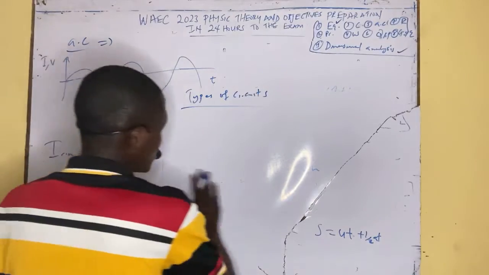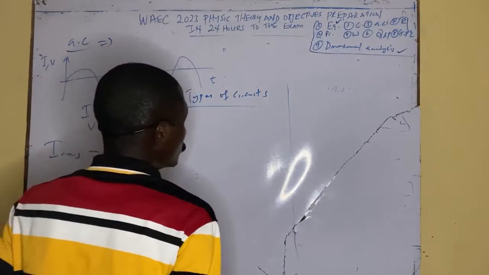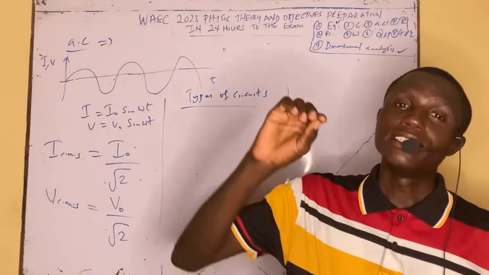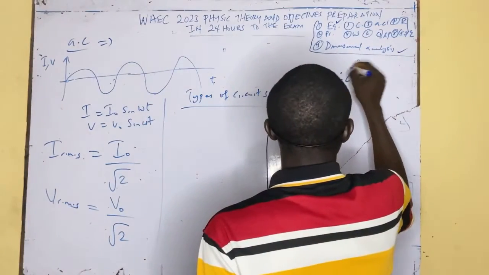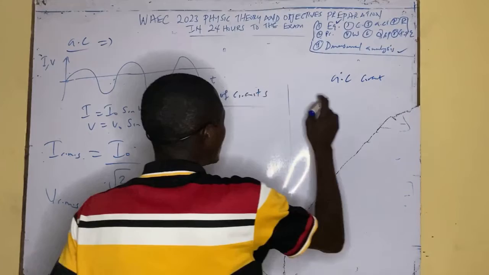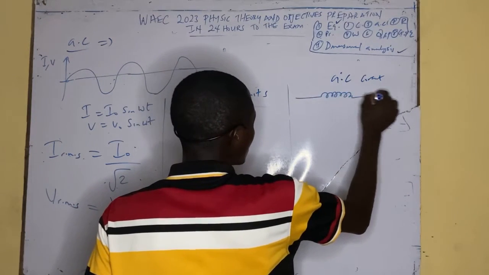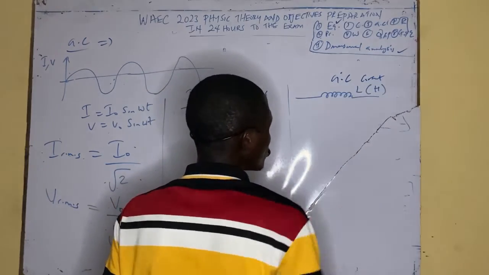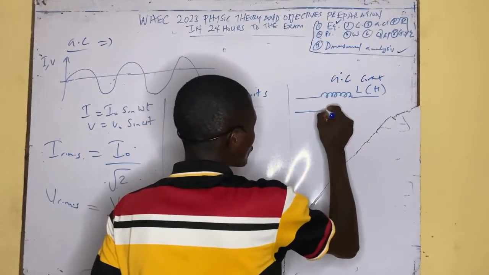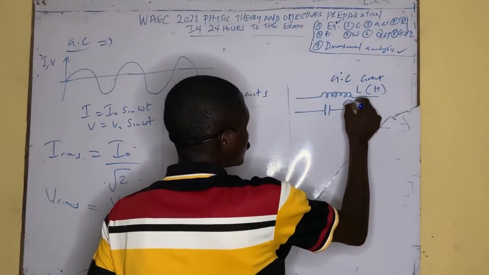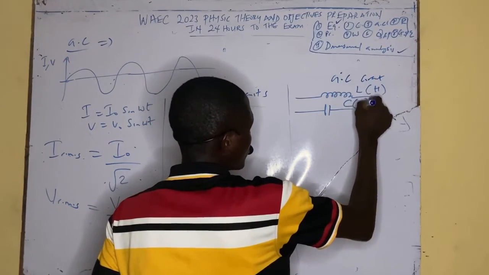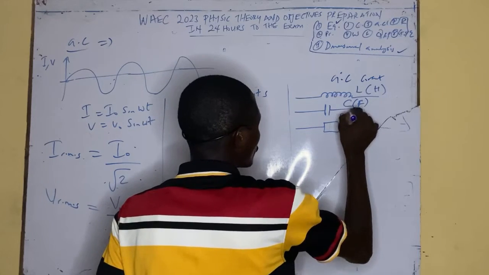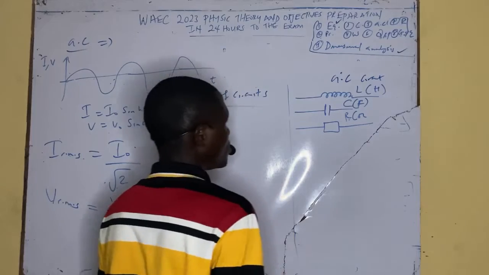Before we enter into circuits, you need to understand the components of an AC circuit. Number one, the inductor, generally denoted by capital letter L, with the unit Henry, H. The capacitor is represented by C, and the unit is Farad. The resistor, which you are familiar with, is R, with the unit ohms.